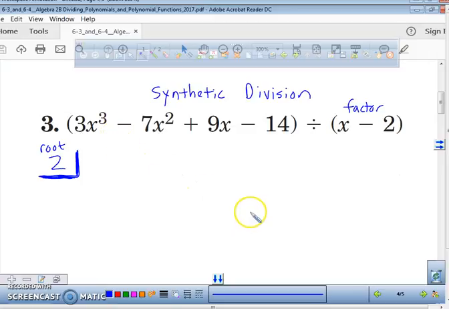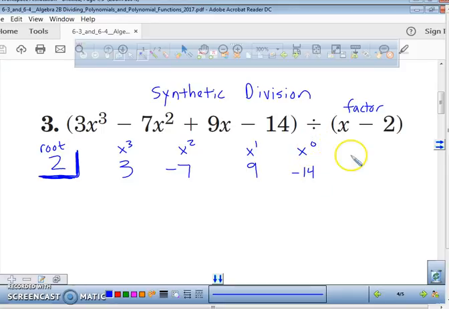Now, we're going to start out with x cubed, then go down to x squared, x to the first, and then x to the 0. Then ask yourself, how many x cubed do we have? I'm going to say 3. And how many x squared do we have? Negative 7. And how many x to the firsts? 9. And this constant at the end is technically negative 14.